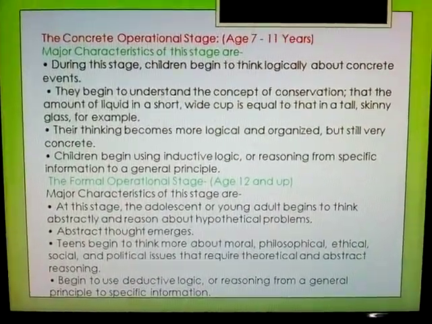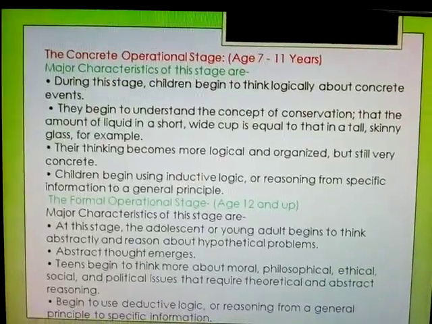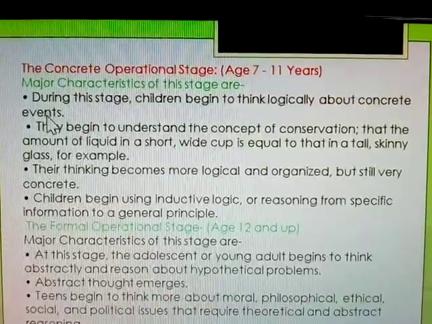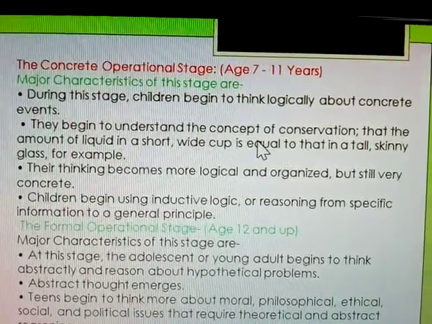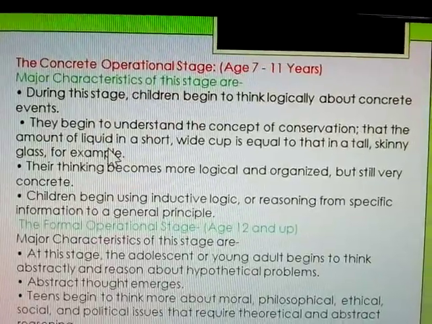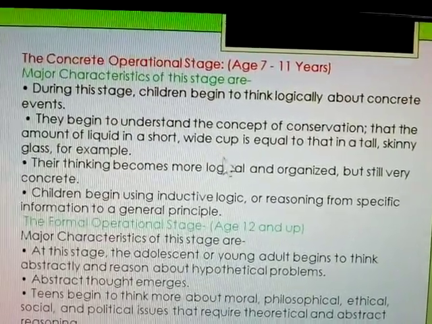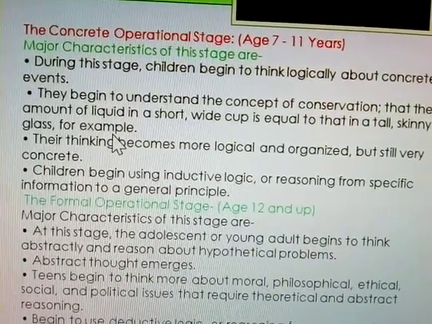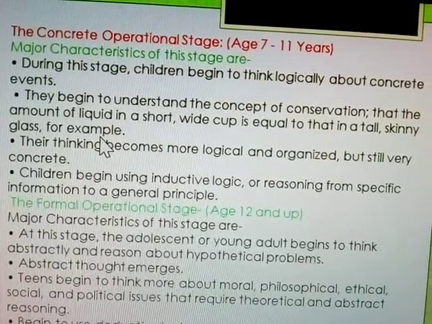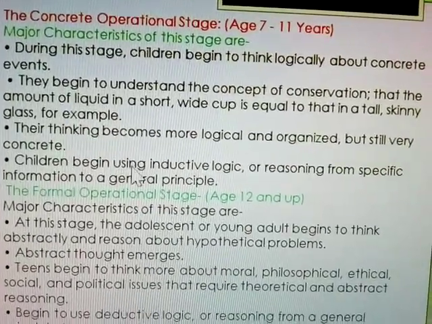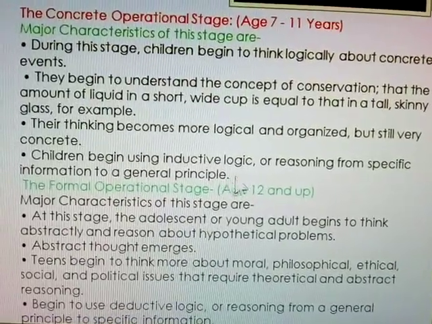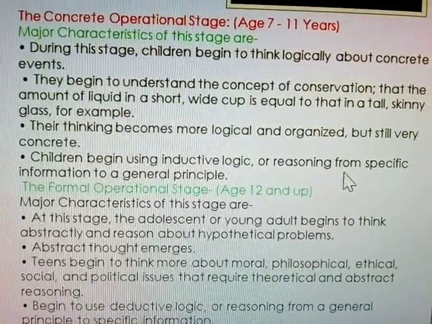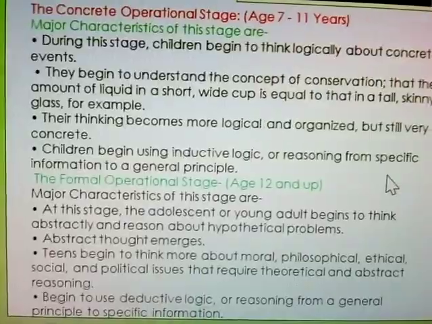Next, the concrete operational stage is the third stage. This age is 7 to 11 years. Children begin to think logically about concrete events. The concept of conservation: for example, liquid in a short, wide cup is equal to that in a tall, thin glass. The thinking becomes logical and organized, but still very concrete. Inductive logic: reasoning from specific information to general principles.